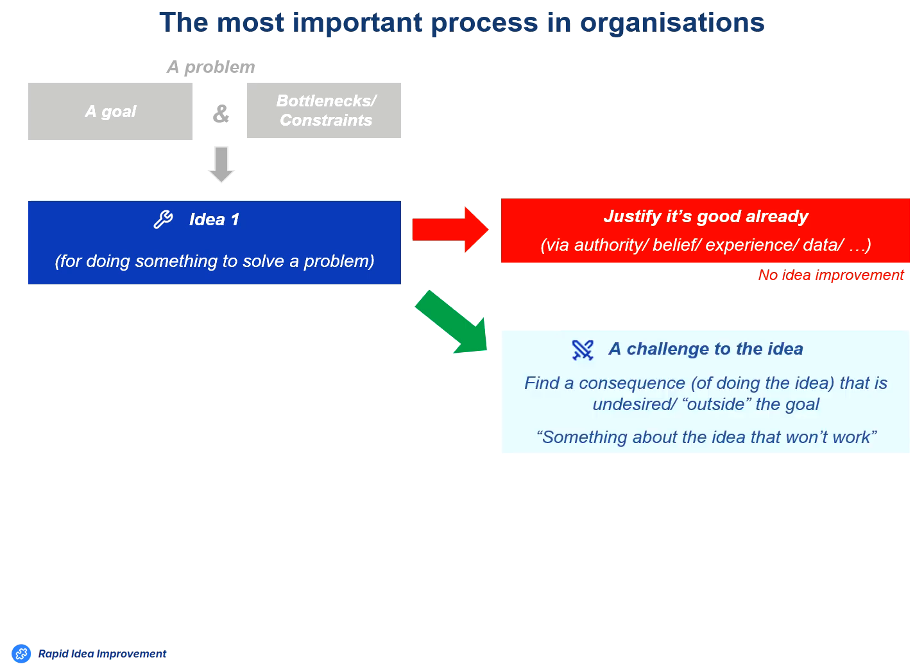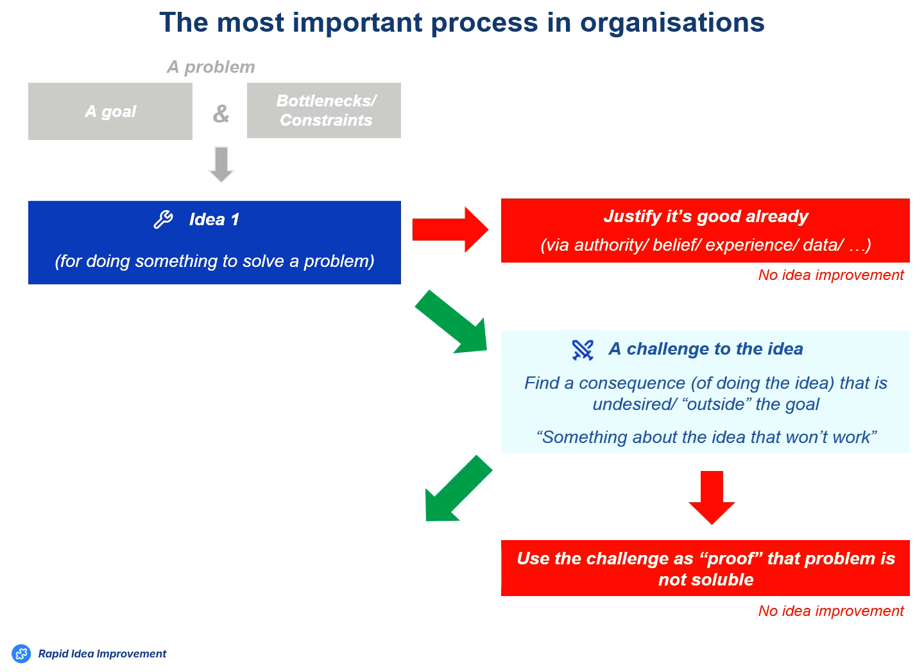The other one is that you come up with a challenge to that idea. So you try to find a consequence of doing the idea that is undesired, that falls out of the goal. Something you don't want, something about the idea that doesn't work. From that position, having such a challenge, again, there's two routes. The bad route, again, is to say that the challenge is a kind of proof that the problem is not soluble, that we should forget about the problem or that we should go back to the problem and look there for something. But that's obviously also no idea improvement.